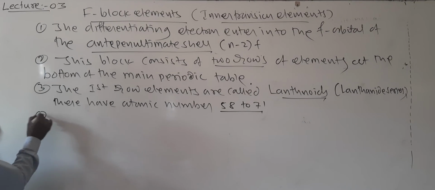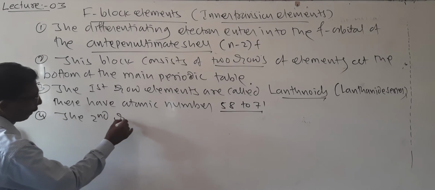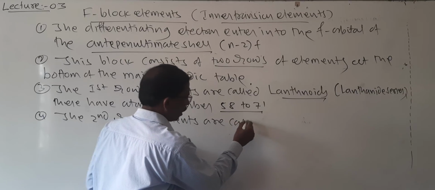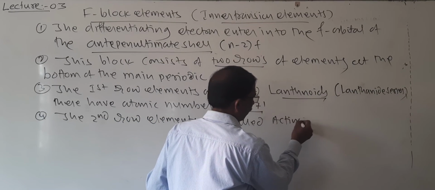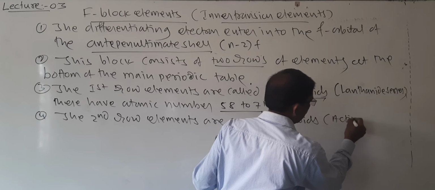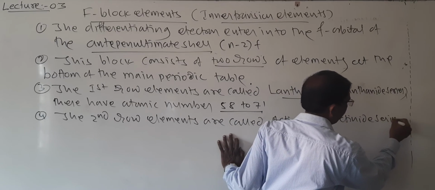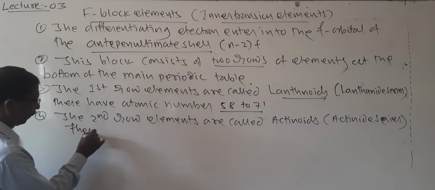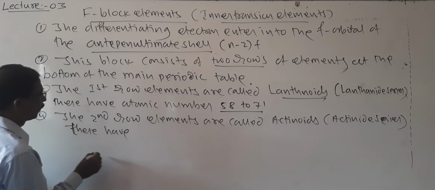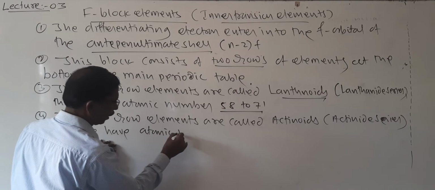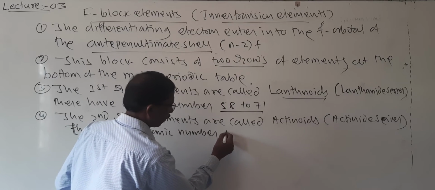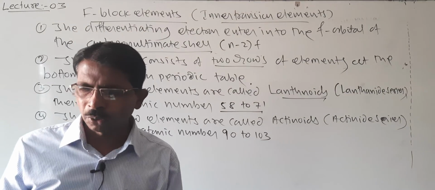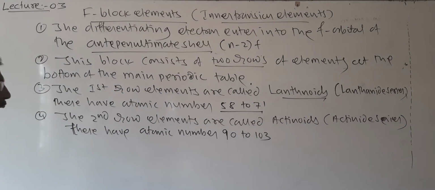And the second row elements are called actinides or actinide series. These have atomic number 90 to 103. Remember students, these are 90 to 103.